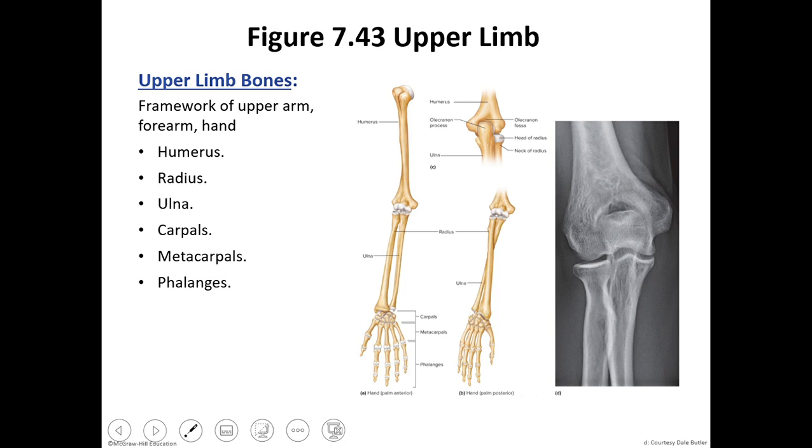Going further, below the ulna and radius, you find the carpals. And these are these small little oval-like bones. You have the metacarpals, which is the first row. And then you have the phalanges. There are 3 rows of phalanges.